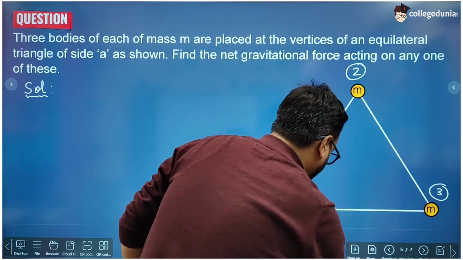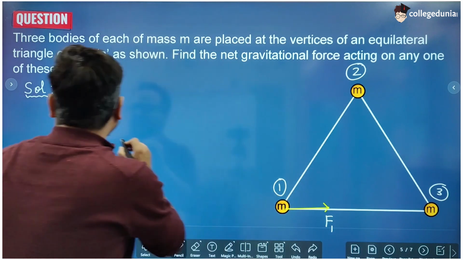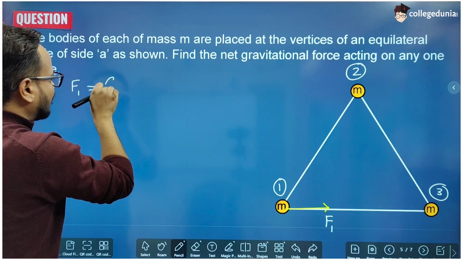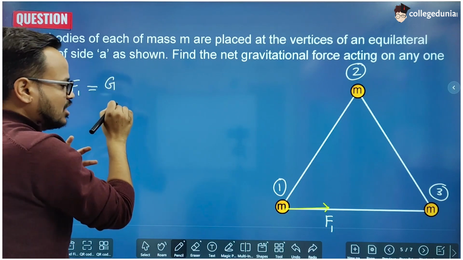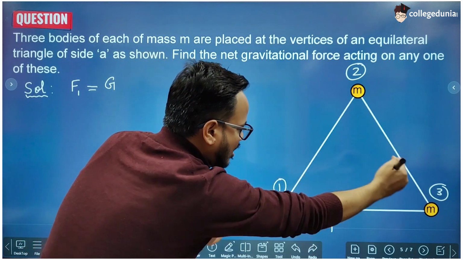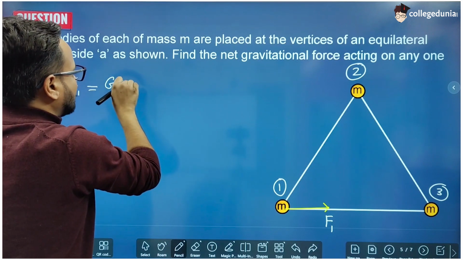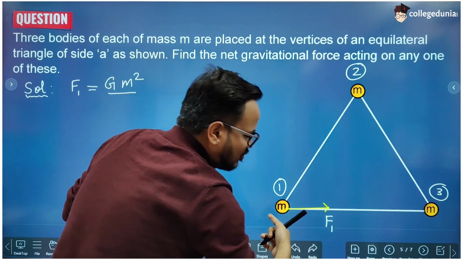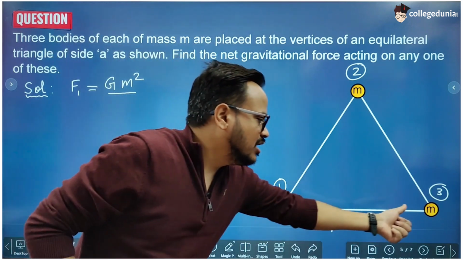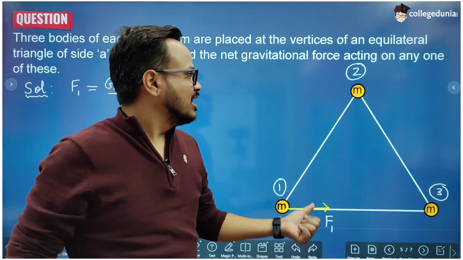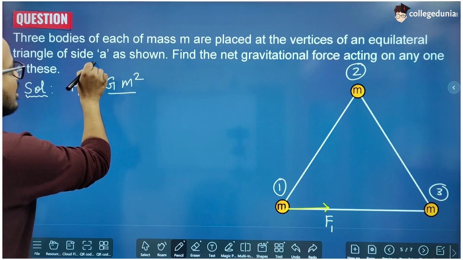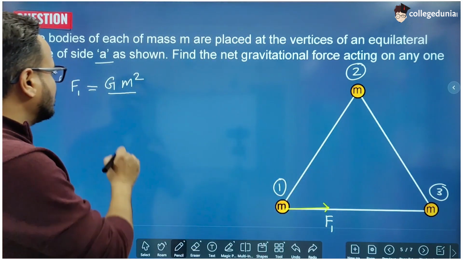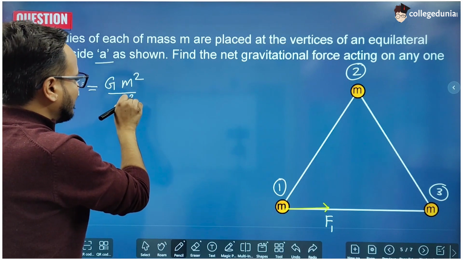Let's call this force F1. Now find the magnitude of F1. Magnitude of F1 is G, mass of one body into mass of the other body. Both masses are m, so m into m is m square, divided by the distance between the bodies, which is what? This distance is a, which is the side of this triangle, right? It is an equilateral triangle, so the length of each side is a, so divided by a square.